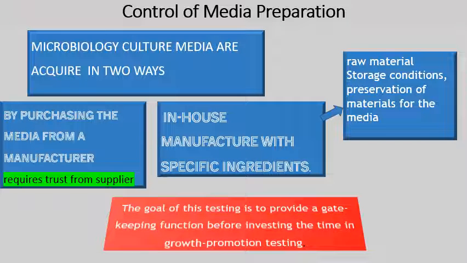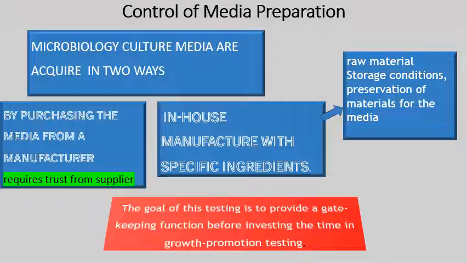Now, control of media preparation. For every culture medium used in the laboratory, it can be acquired in 2 ways. First, it can be acquired from an established manufacturer. So when we want to control media preparation, if the media is obtained from a well-established manufacturer, such as Oxoid, such as Biolab, and so on, we are purchasing and relying on the integrity of the manufacturer. This requires trust in the manufacturer.